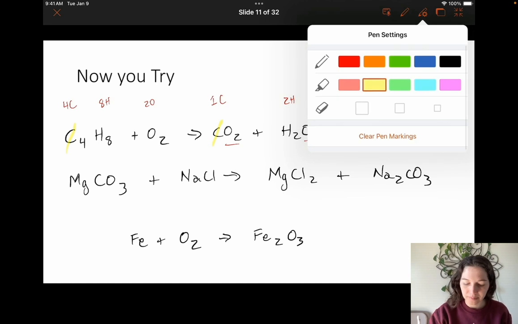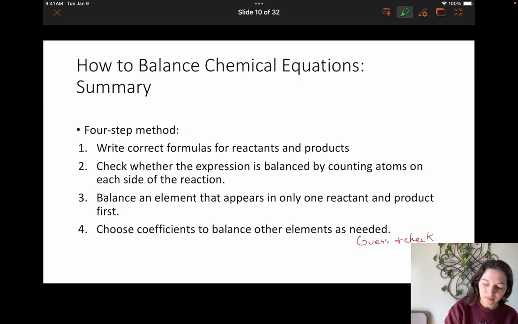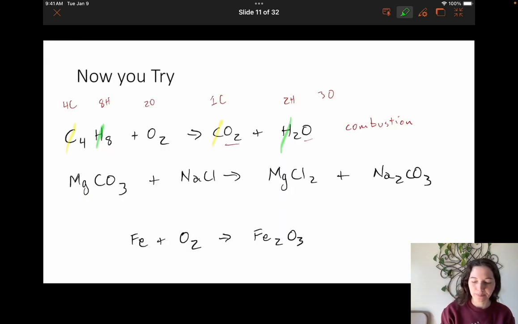We've got hydrogen here and here. That's 2, that's great. We've got oxygen in 3 different molecules. So oxygen here is going to be the hardest to work with, so we're going to save that for last. That was one of the rules that I gave you here: balance an element that appears in only one reactant and product first, and save the other stuff for last.